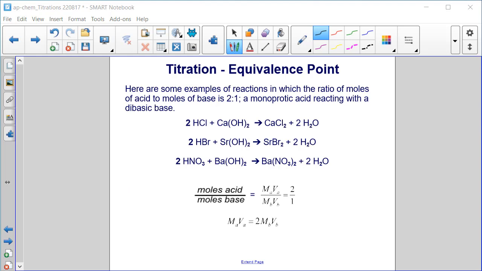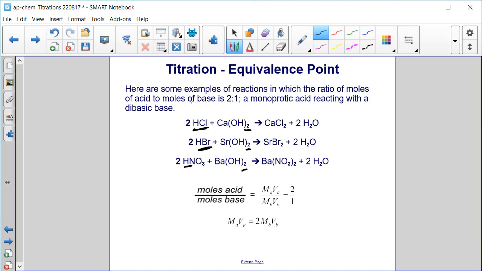Here are some examples of reactions in which the ratio of moles of acid to moles of base is 2:1. A monoprotic acid reacting with a dibasic base. So the acid has 1 proton to donate, but the base has 2 hydroxides. And so in order to balance this, we have to have 2 moles of the acid and 2 waters are produced. Now, how does this set up our ratio here?